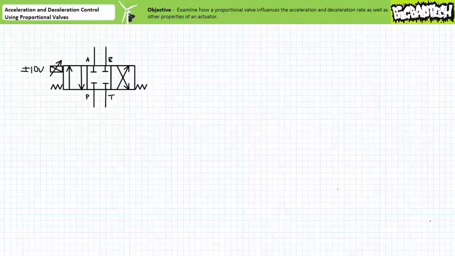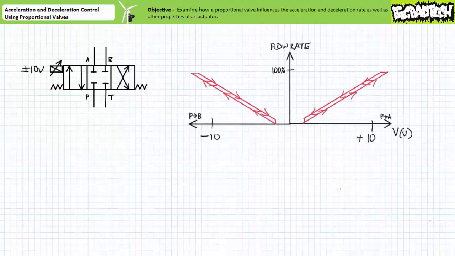The polarity of the applied voltage determines the direction of spool movement, and the magnitude of the applied voltage determines the distance. Let's assume the application of positive voltage moves the spool into the straight-through P to A position, and the application of negative voltage moves the spool into the cross-connect P to B position. A 0-volt differential perfectly spring centers the spool in the closed center position. Intermediate values between full positive 10 volts and full negative 10 volts produce proportional, hence the name, intermediate flow rates.